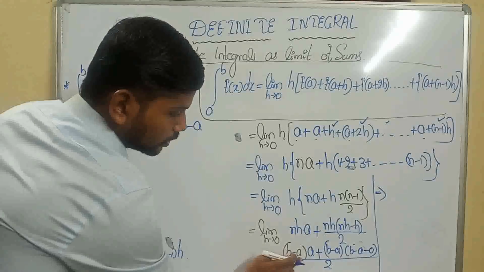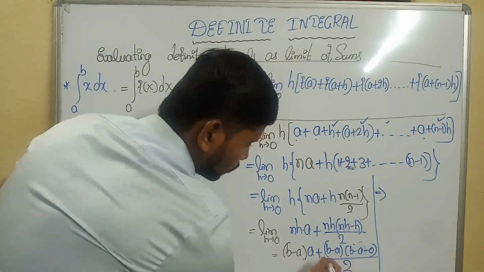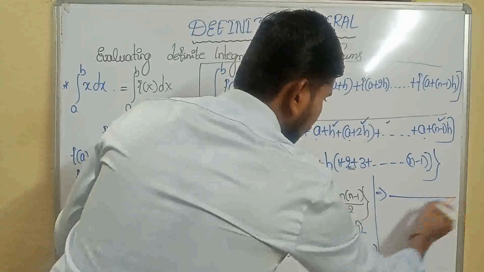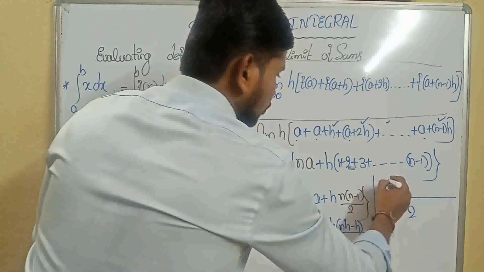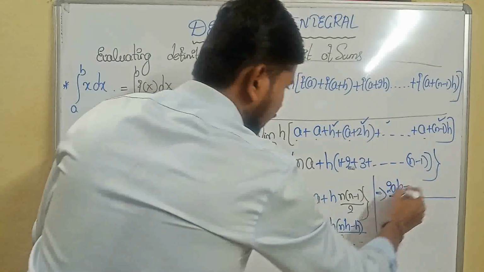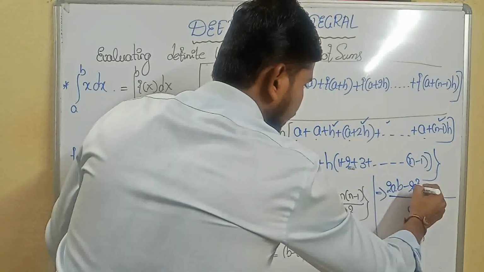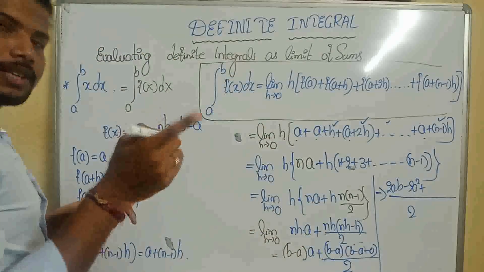Here the denominator 2 is related to only this term, not this term. I need to take the LCM here. What is the LCM? The LCM will be 2. It will be ab, the LCM will be 2: 2ab minus 2a into a, minus 2a square, plus b minus a whole square.